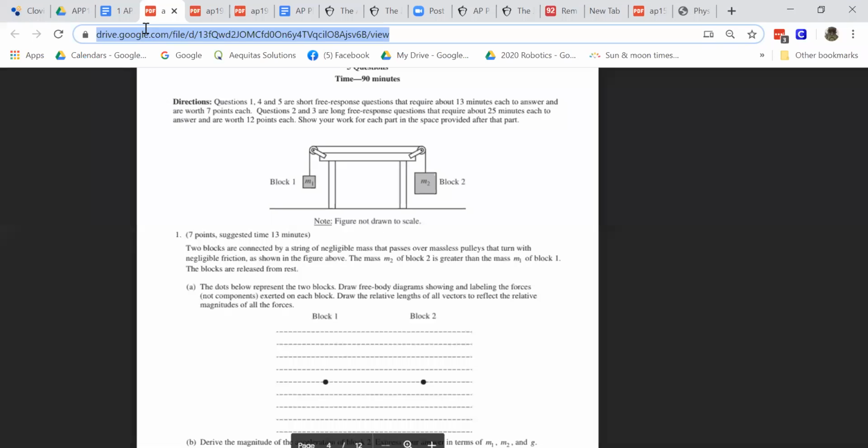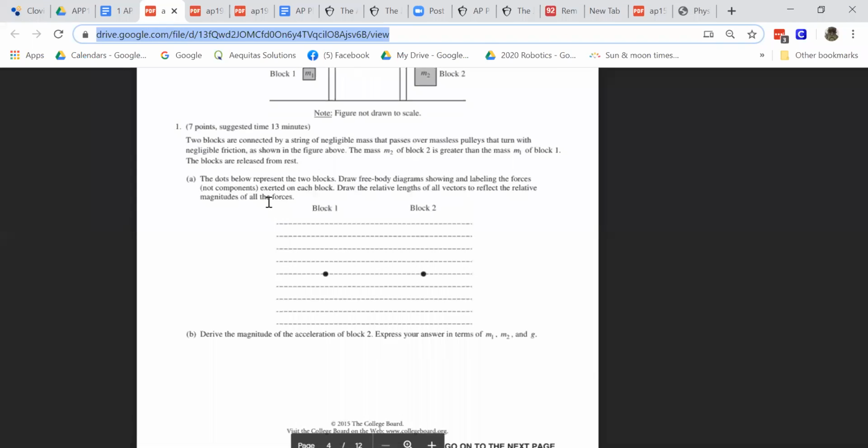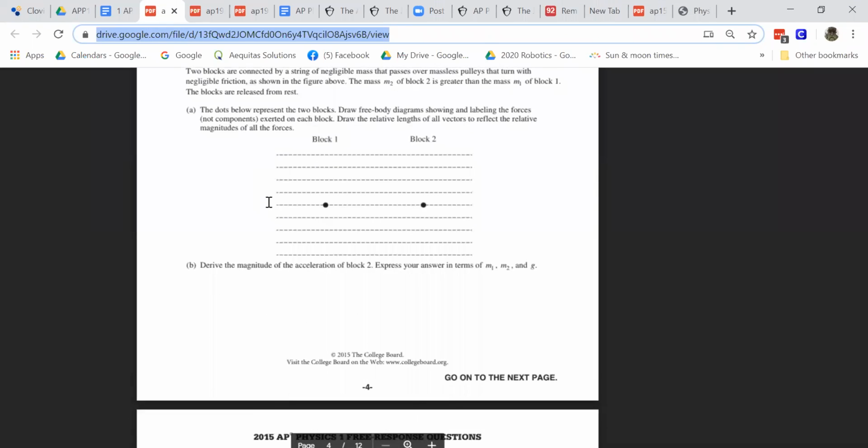All right, let's do, oops, wrong test. So let's go down here. Derive the magnitude of the acceleration of block 2. Express your answers in terms of M1, M2, and G. So let's do that. Here we have block 2. And I'm going to do this the hard way first, which is I think what they're thinking.